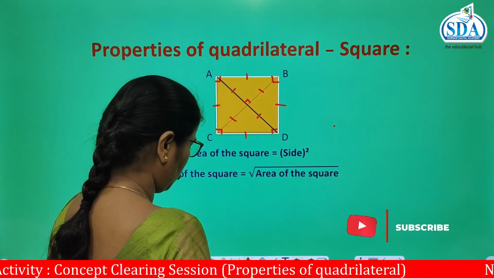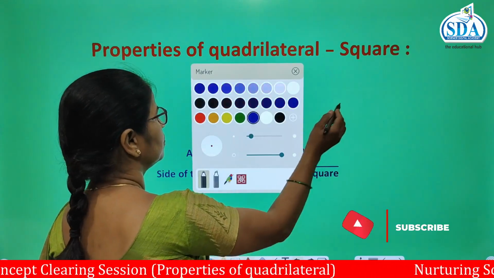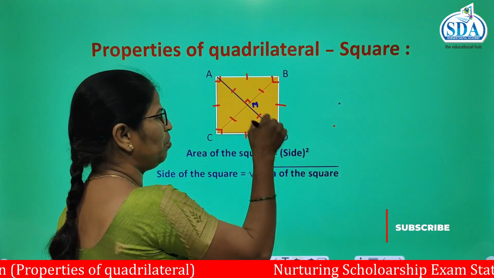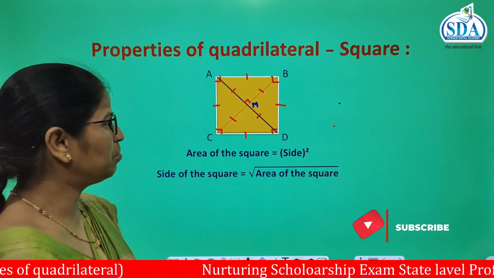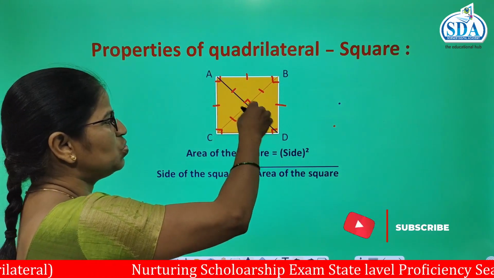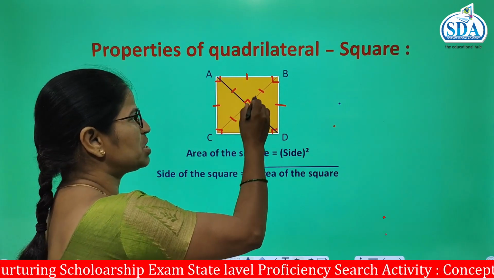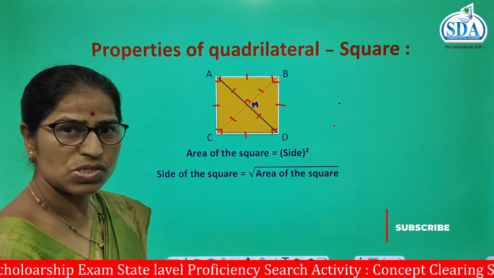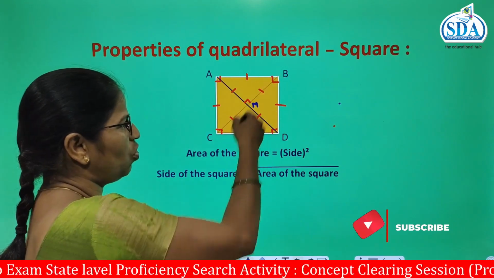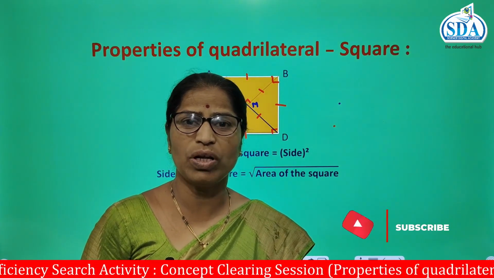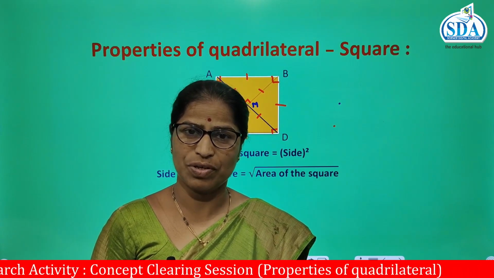Suppose here there is a point M. Length AM is equal to MD. That means these two segments are congruent and also CM is equal to MB. So diagonals of the square are perpendicular bisectors of each other.